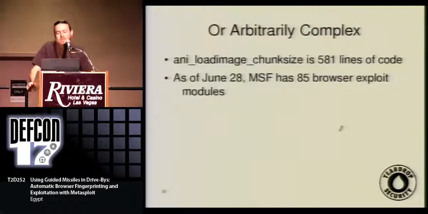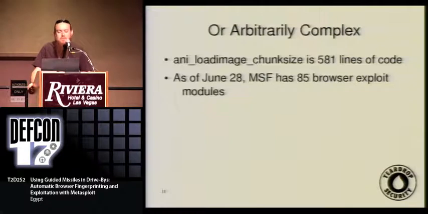Or they can be arbitrarily complex. For example, ANI load image chunk size is 581 lines of code. It's currently our biggest HTTP exploit. It's got to build up an image. It's got to throw the payload in there, randomize some stuff, and it's a fairly complicated exploit.